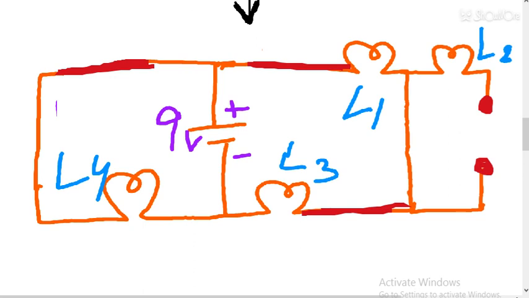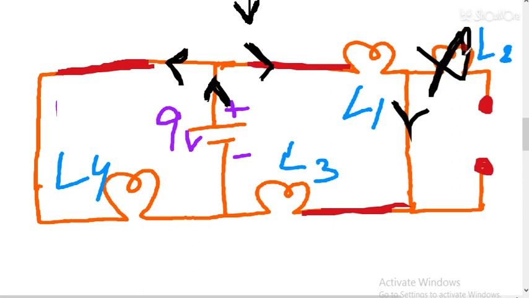Now see, some current will flow from the battery in this direction also. Firstly, current will come from this direction. Some current will flow in this direction, some current will flow in this direction. Further, this current will flow in this direction, but no current will flow in this direction. L2 will not glow because this is the open circuit. So in the open circuit the current will not flow in that path. So current will not go to this side, students. So L2 will not glow.